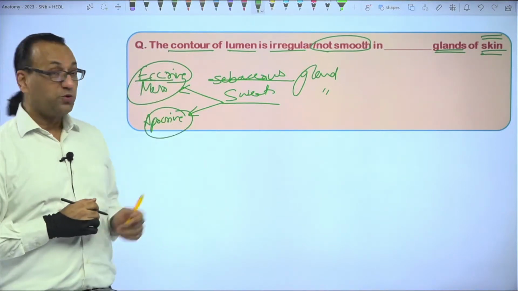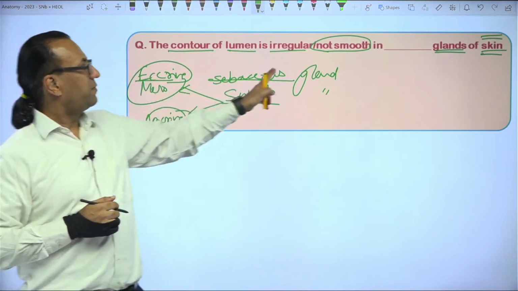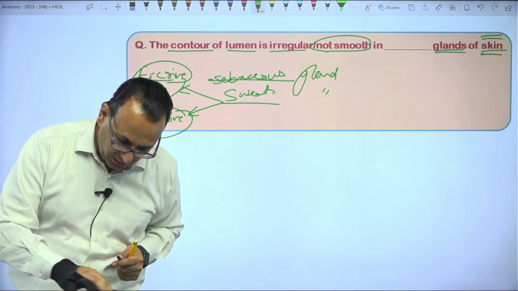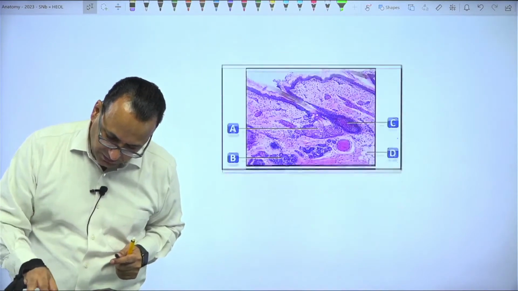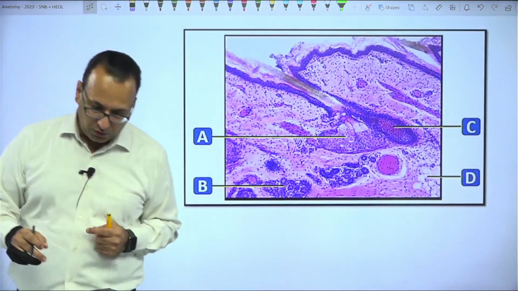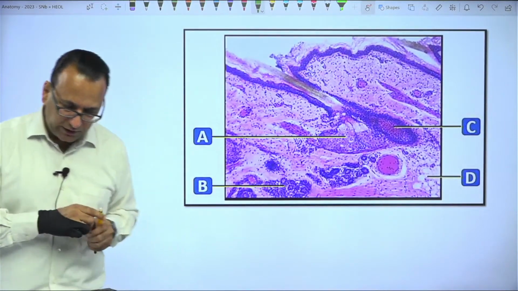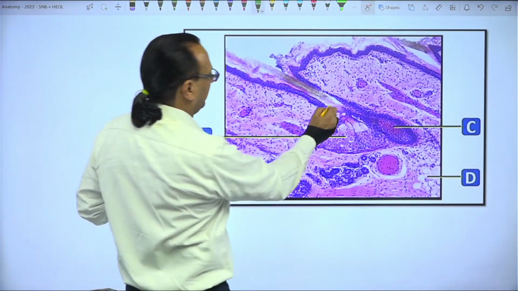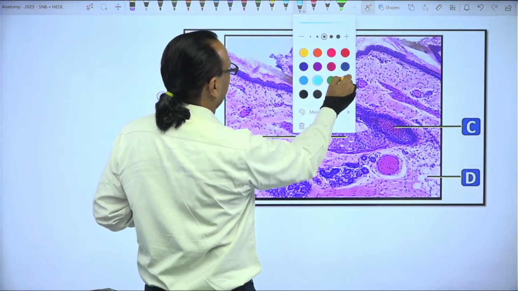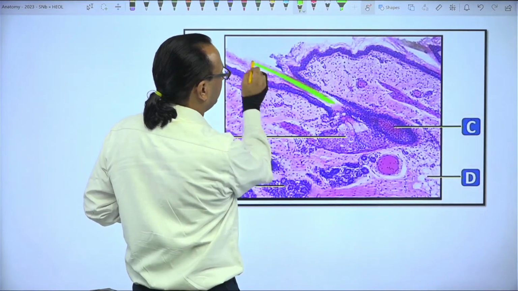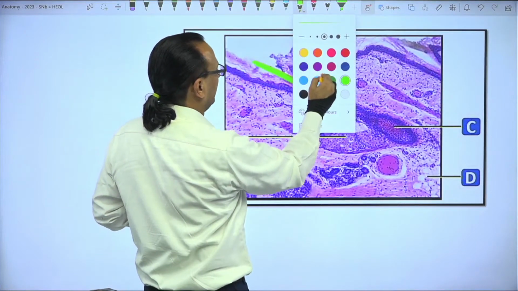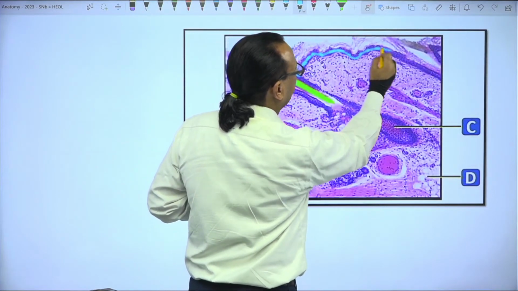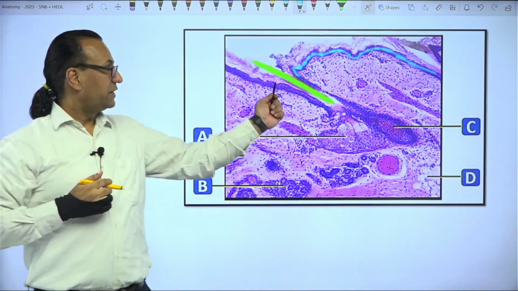Okay. To deal with such a question, if they are asking the contour of lumen is irregular, I'll take you to the specimens, because these days they always give you some specimens. So we'll go the same way. Here you notice this is a specimen of skin. How do you know that? I know that because what I find here is the hair follicle. Now if this is the hair follicle, you can also notice that we have got the stratified squamous epithelium, which is keratinized. So skin with the hair follicle.